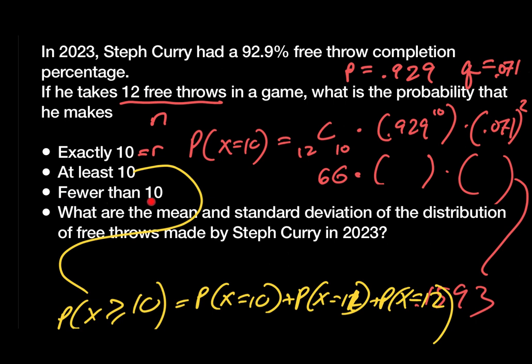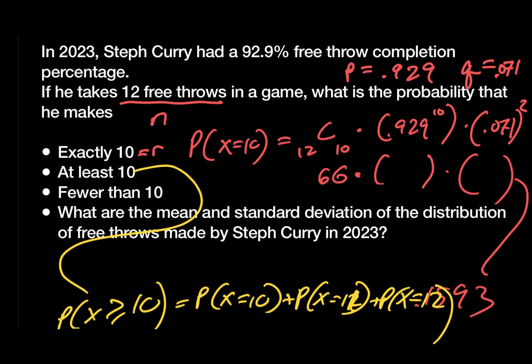Fewer than 10: 0, 1, 2, 3, 4, 5, 6, 7, 8, and 9. Is that too much work? Yes, but we just did more than 10, or 10 or more. So if I know 10 or more, I can go 1 minus that to find what's just under 10.